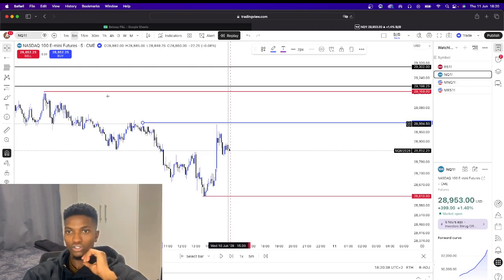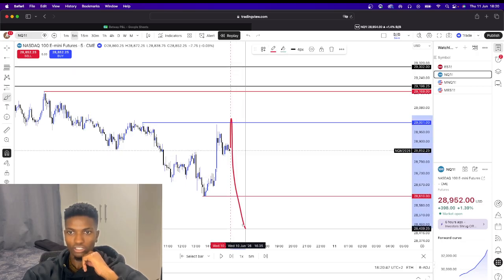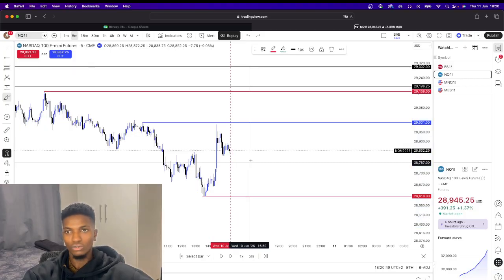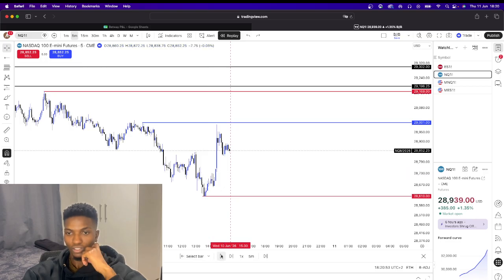Remember, we're looking for shorts, so we're looking for some form of manipulation to the upside like this, and then rotate downwards and take out all the lows down there. So that's what I was looking for initially. So let's go.